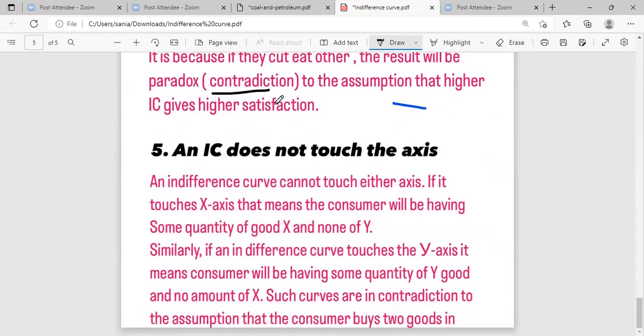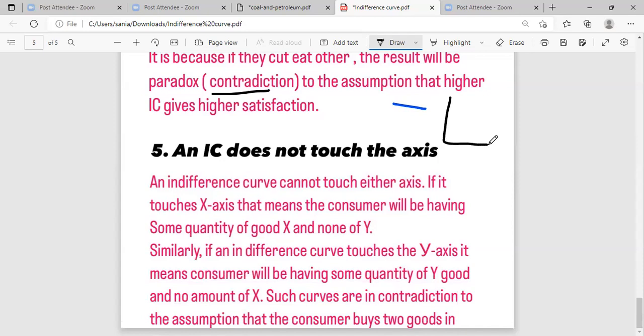Okay. Now, next is indifference curves do not touch the x-axis. So here, this is what an indifference curve is like. It cannot be like this, right? It will never touch your x-axis. Why? An indifference curve cannot touch the x-axis.